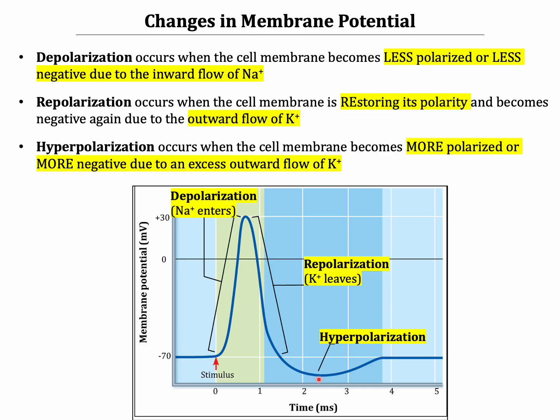Then we have hyperpolarization. This is when the cell becomes even more polarized or even more negative due to the outward flow of potassium. This can occur immediately following an action potential, but hyperpolarization can also occur due to neurotransmitter binding and that just being the effect that it creates. Hyperpolarization takes a neuron or a cell further away from the point of generating an action potential, so it has an inhibitory effect.